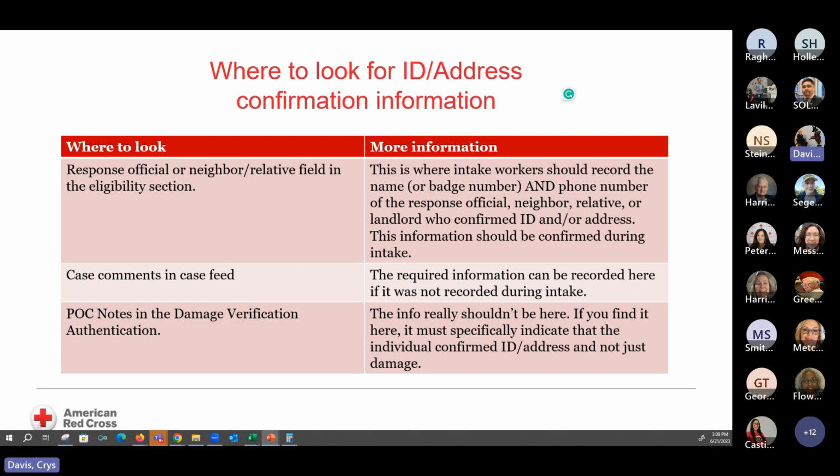Now, Ariane, you might be able to speak to this a little bit more. I know we've seen some issues if the response official or neighbor relative field is completely blank. I think we've had a couple of those cases recently, yes? Yes, like on intake with the second responder trying to verify. One was going back and forth during intake and it wiped out and it still let them proceed without having the information.